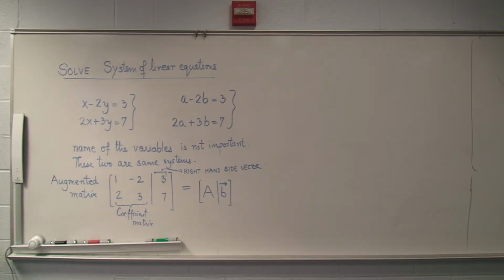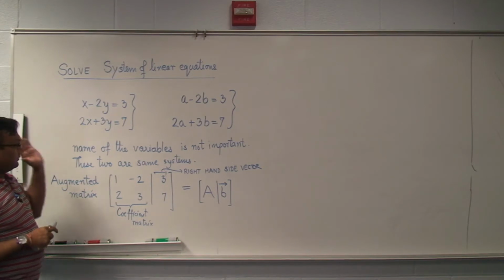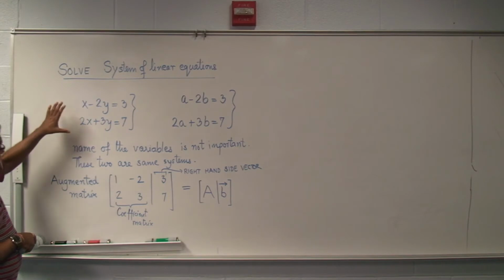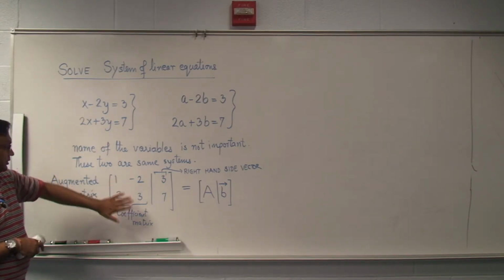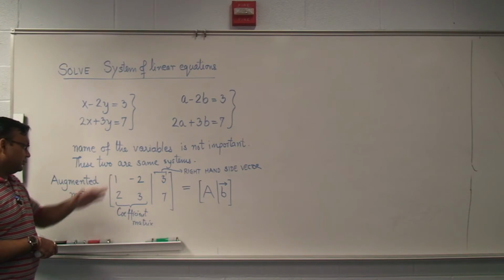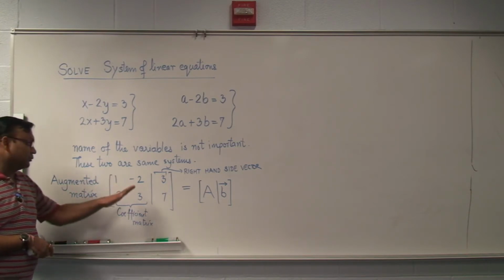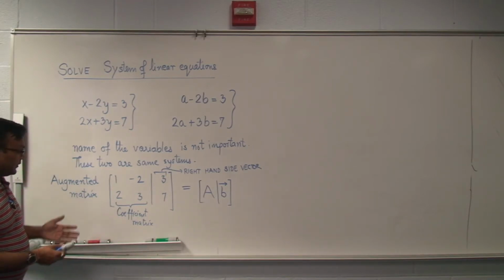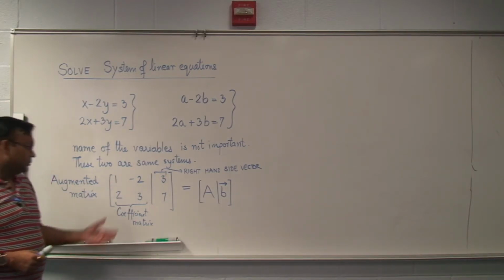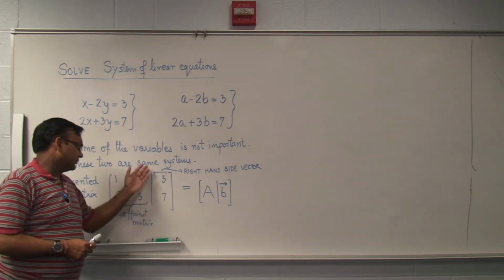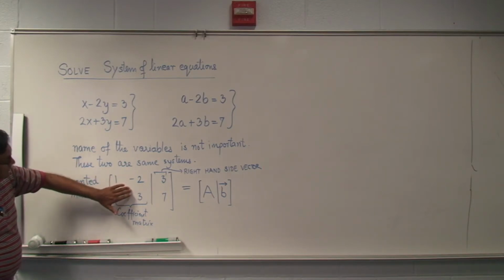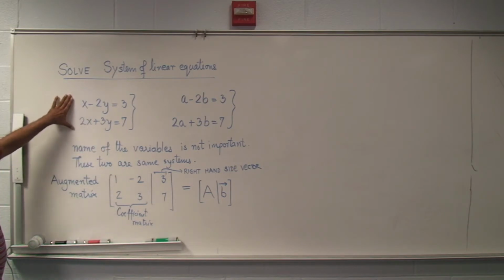One thing I want to emphasize once again is that the variables are not important. It's the coefficients we are interested in. Given a system, we can always convert it into an augmented matrix and try to play with this matrix. Of course, we still need to know how to play with this. But the fact that I want to emphasize is that if I give you an augmented matrix, a coefficient matrix and the right-hand side vector with a vertical line in between, we will be able to look at this matrix and convert it back into the system of equations.